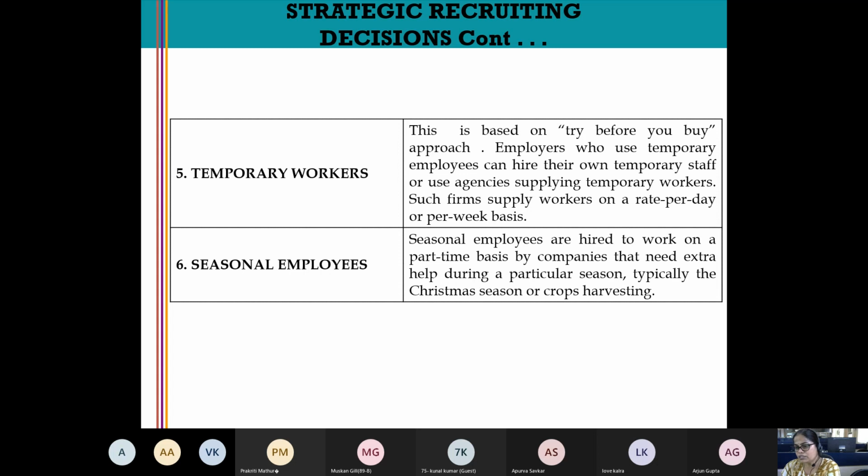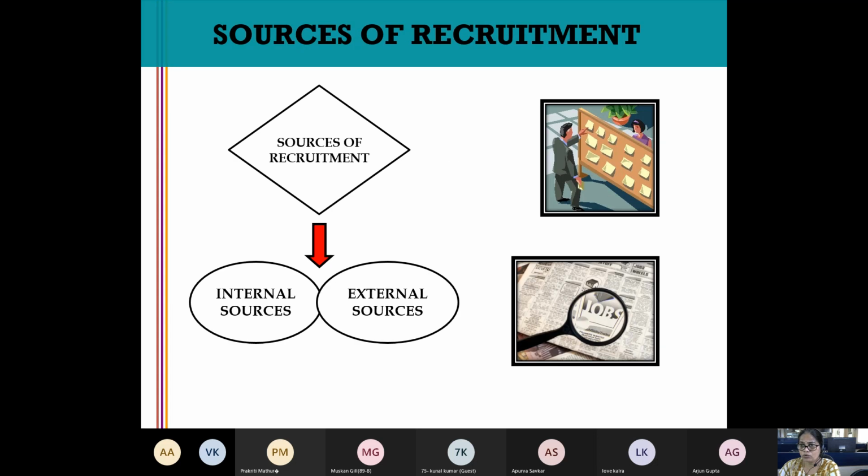And seasonal workers. See, sometimes in some seasons particularly you require extra members to take care of that activity. Say, for example, retail shops, etc. When there are festive seasons, you require a lot of salespersons to take care of the job. And in some crop harvesting seasons also, you may appoint seasonal employees for cutting, etc. These are all strategic recruiting decisions. You very well know the sources of recruitment are two. One is internal, the second is external.